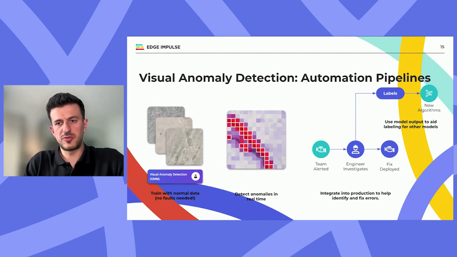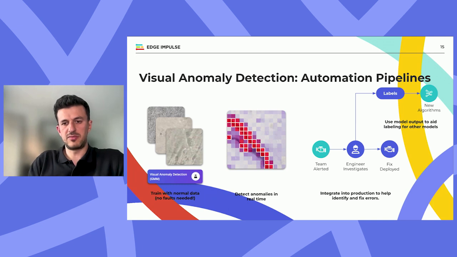Another thing is automation pipelines. Once you identify anomaly data, you could have pipelines that alert the team members, then an engineer investigates the model, and if it is actually an anomaly, adds it to the data set. Then you have some sort of automation going on, and you could train a new model, or if the existing model is not performing well, you collect a little bit more data.